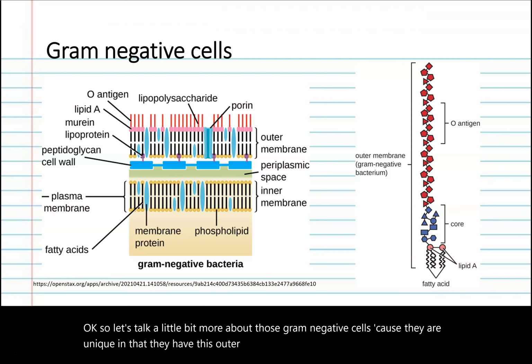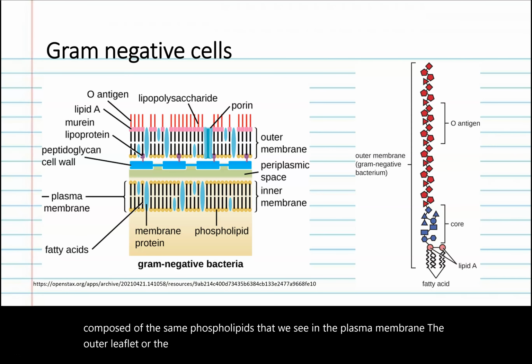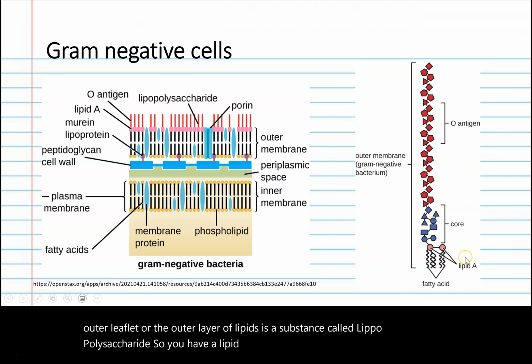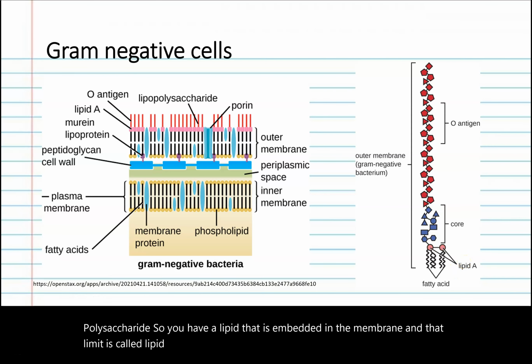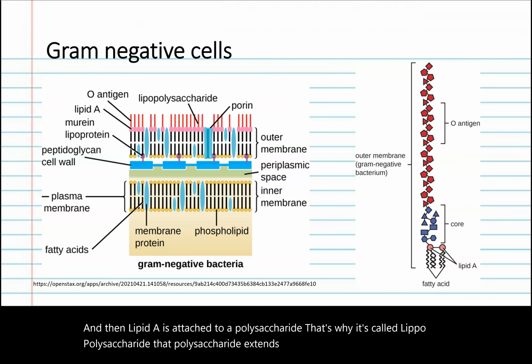The outer membrane is not composed of the same phospholipids that we see in the plasma membrane. The outer leaflet, or the outer layer of lipids, is a substance called lipopolysaccharide. So you have a lipid that is embedded in the membrane, and that lipid is called lipid A. And then lipid A is attached to a polysaccharide. That's why it's called lipopolysaccharide. And that polysaccharide extends out from the gram-negative cell surface.